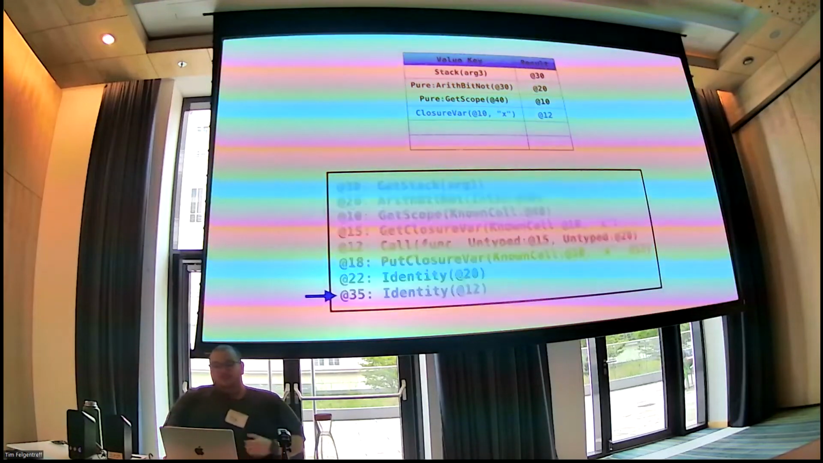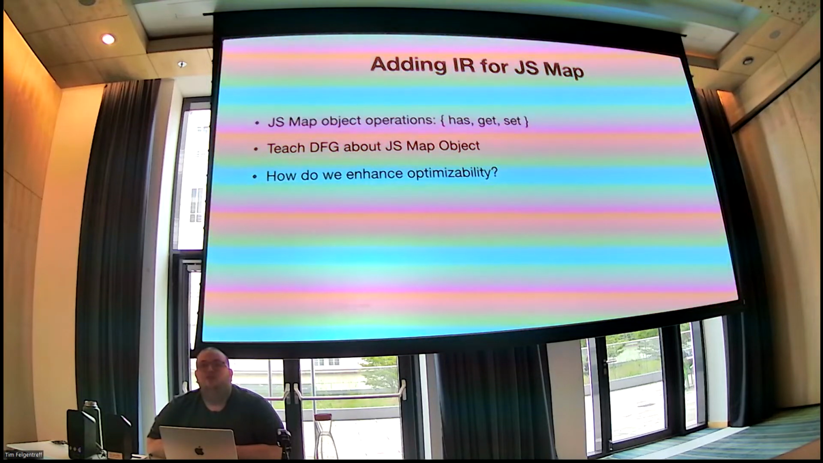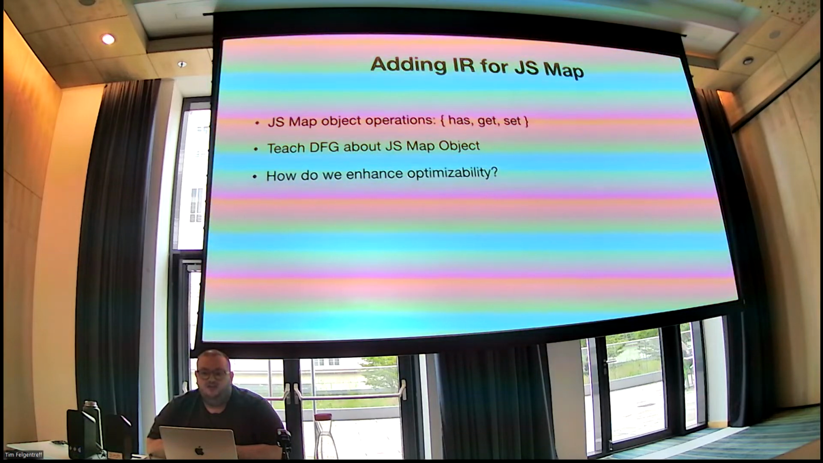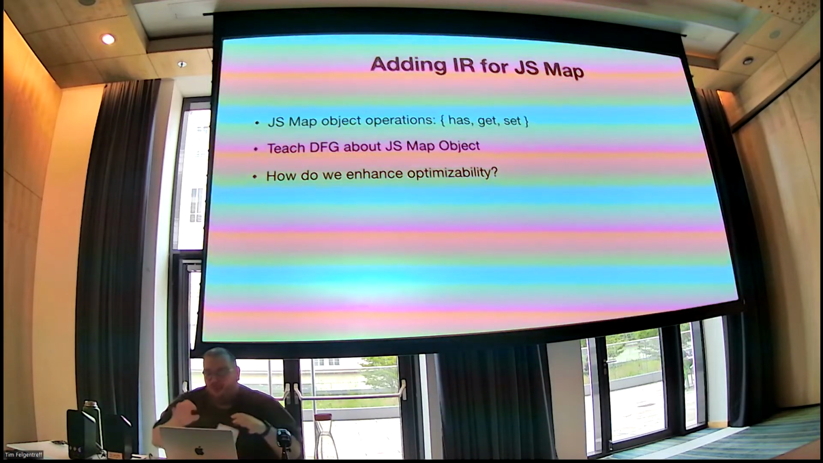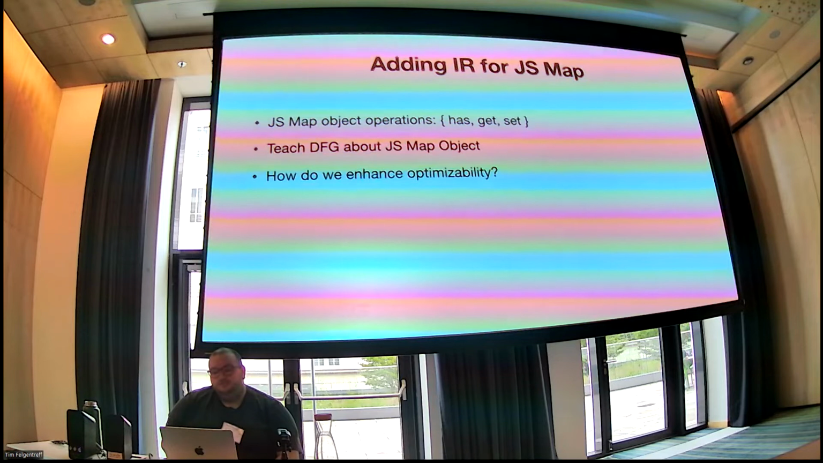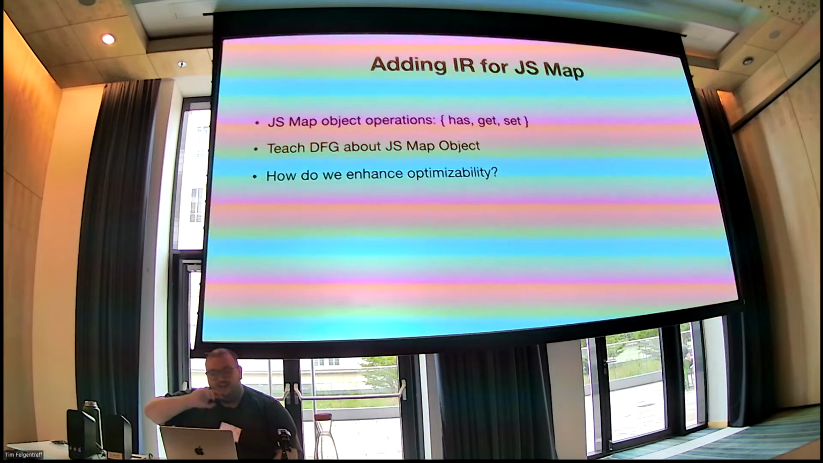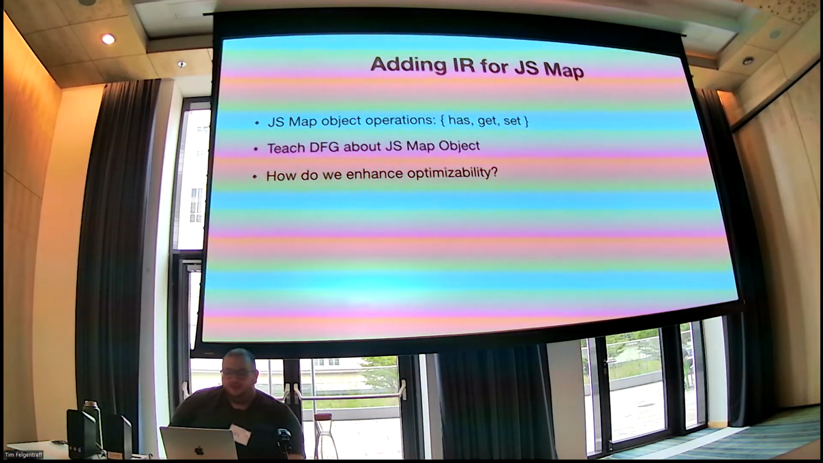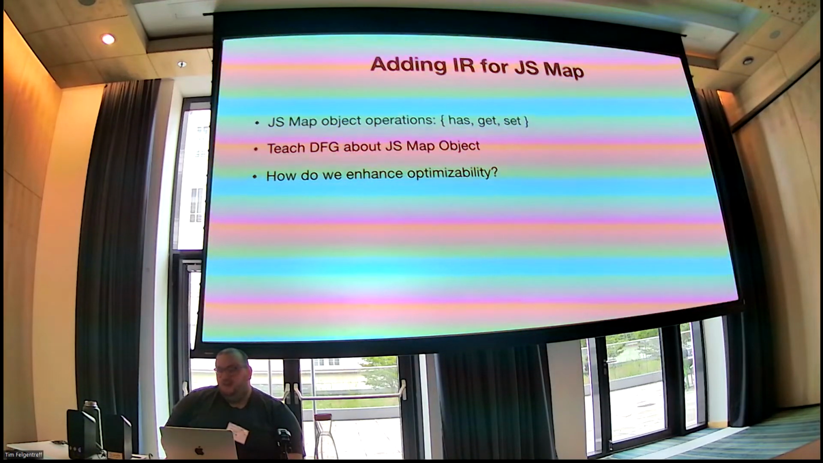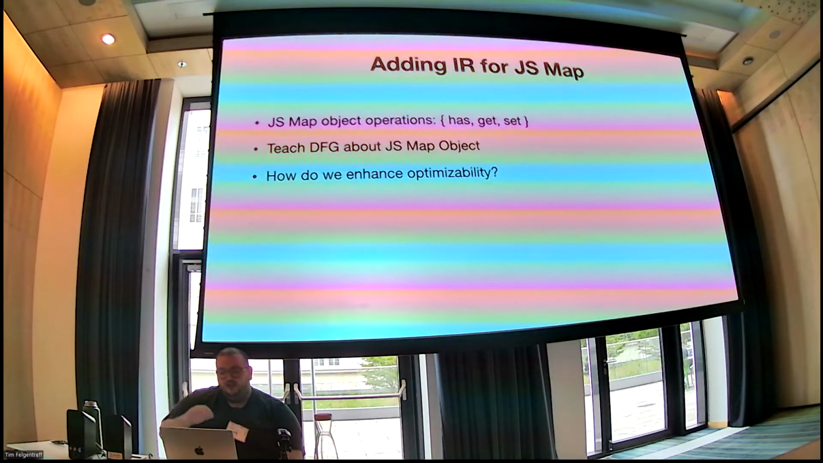Okay. So I kind of wanted to jump in for this last part of the talk on how, if you're working on JavaScriptCore, you might think about adding IR to represent these basic hash map operations. So in JavaScript, we have this Map object. It's a hash table. It has three functions: has, get, set. It has a few more, but that's all we really care about for this. So how might we go about designing an IR that can take advantage of some of the optimizations we saw in previous parts of the talk?